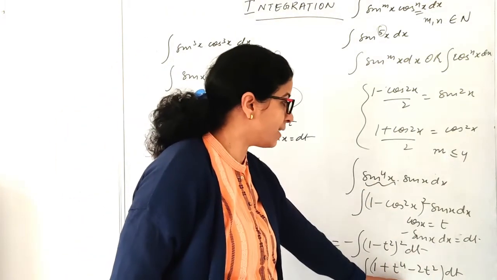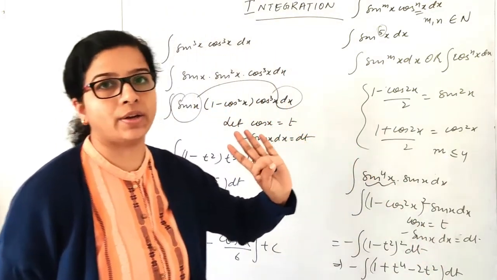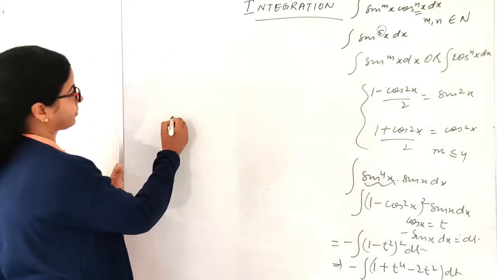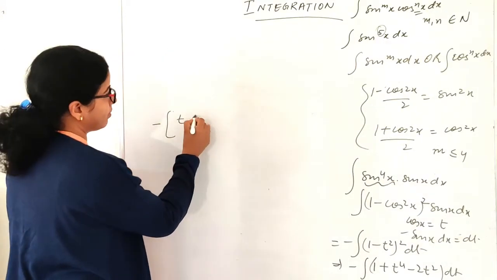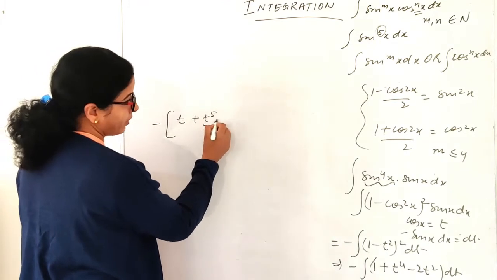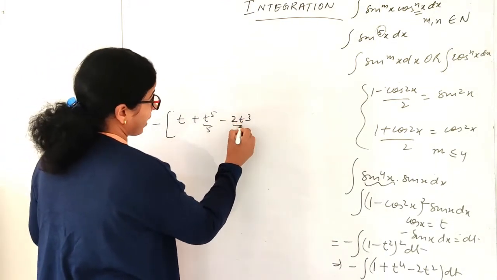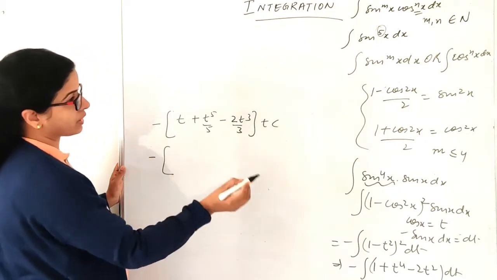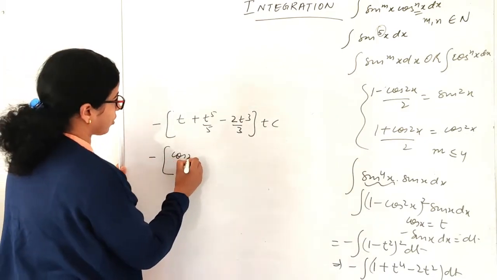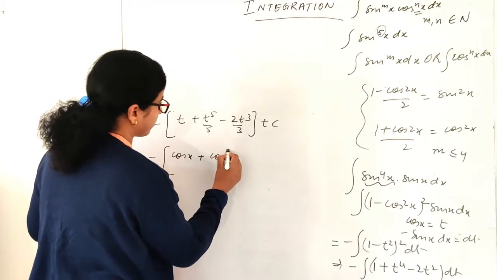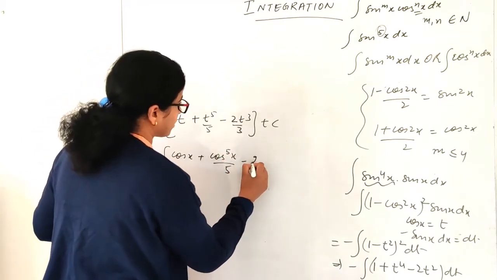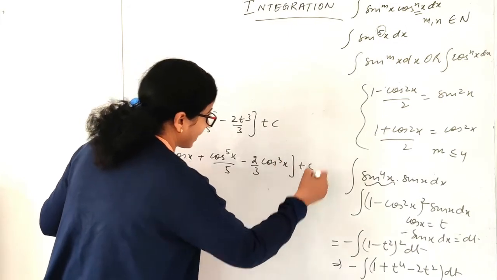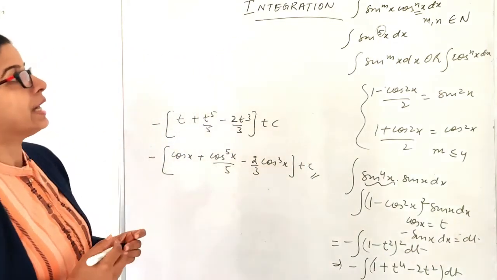So we can integrate and substitute the value. What will be our integration in that case? It will become minus, bracket, t plus t to the power 5 by 5 minus 2t cube by 3, plus c, and we'll substitute the value of t. What is t? Cos x. So cos x plus cos to the power 5 x by 5 minus 2 by 3 cos cube x plus c. That's it.